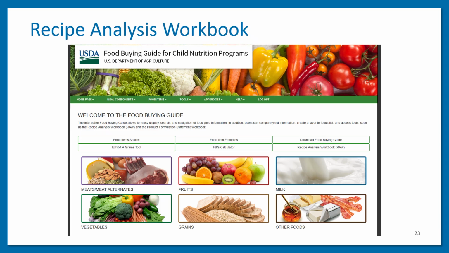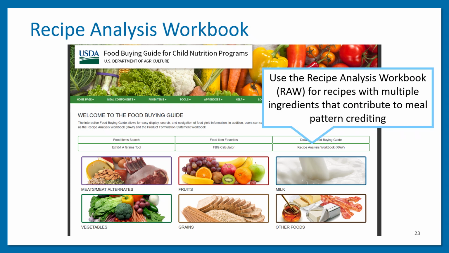The recipe analysis workbook is also a tool in the food buying guide and helps to calculate out crediting information for each component of your recipe. You can enter in multiple ingredients along with the portions, and the tool calculates out the crediting information for you. To access this tool, go to the Food Buying Guide homepage. Look on the right side of the page right above the image of milk. This tool is only available if you have a login.